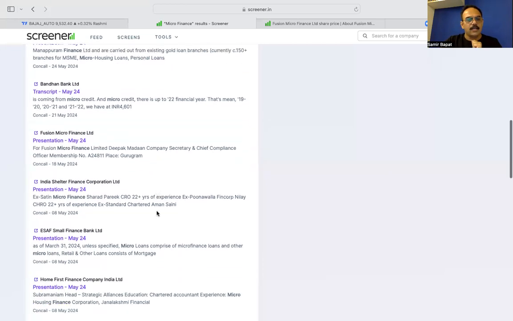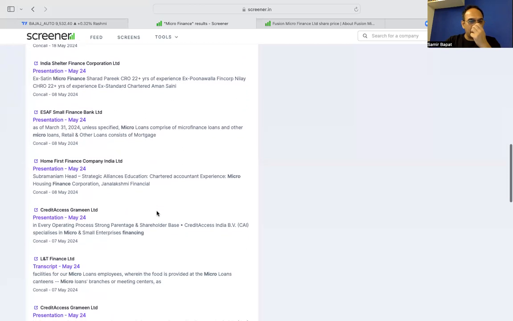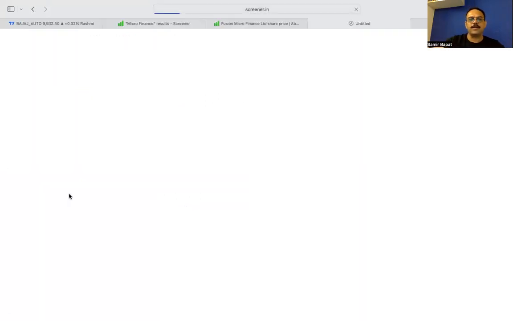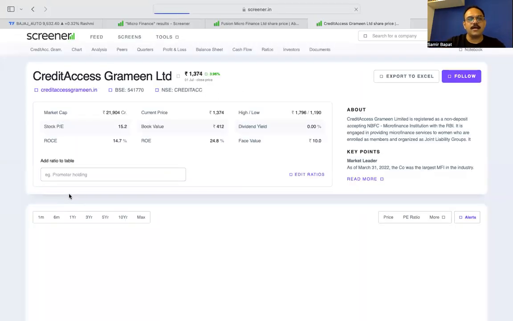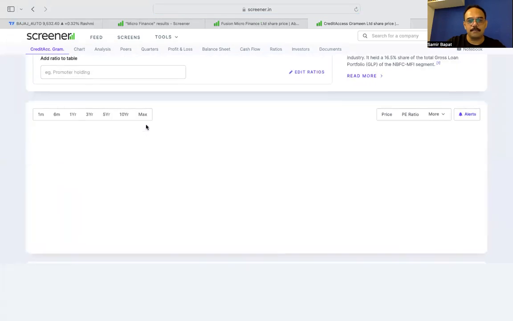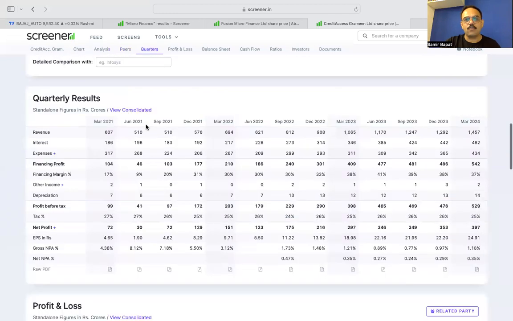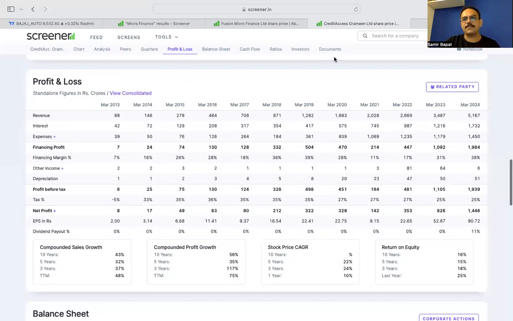Fine. So you can go through, like here you have Credit Access, Grameen also, what I mentioned. You can click on this, it will open all its balance sheet, which we are going to learn how to read and how to analyze for our purpose.